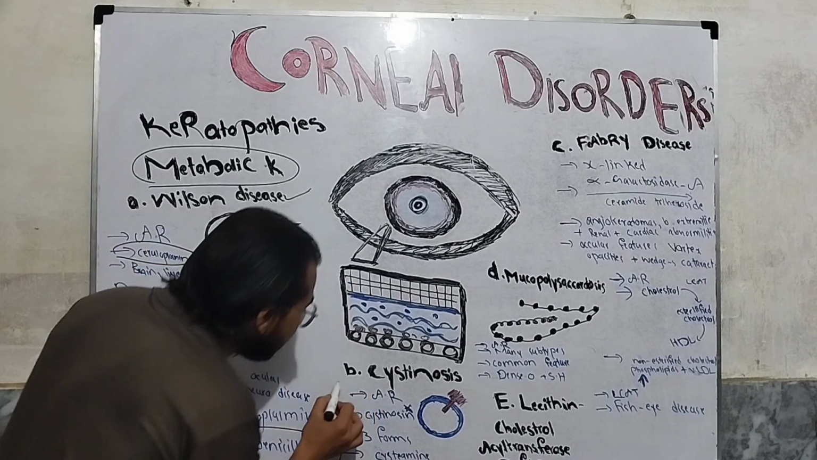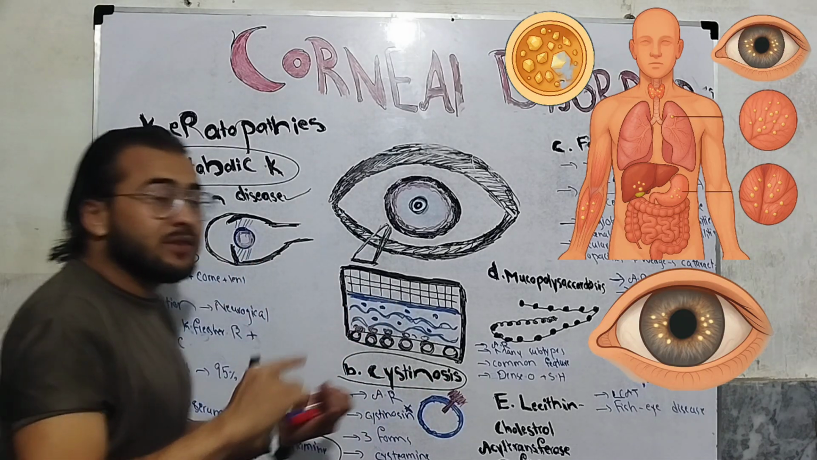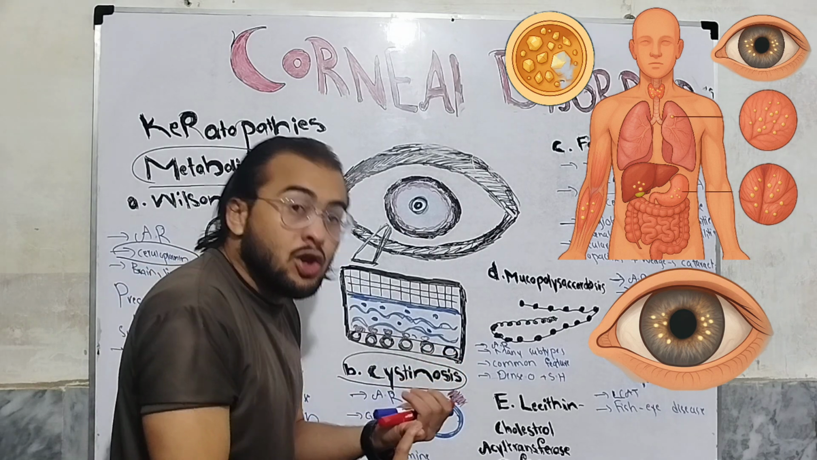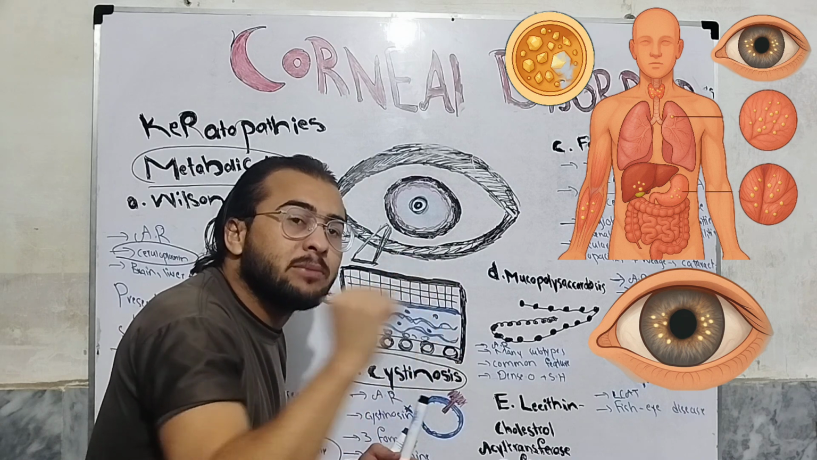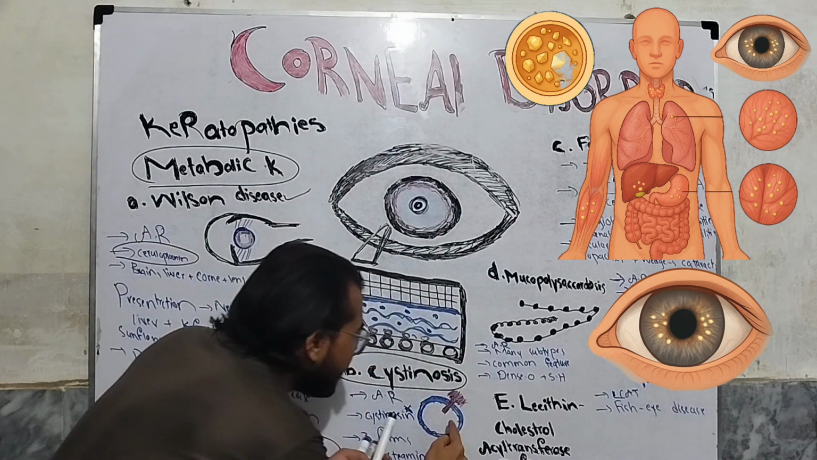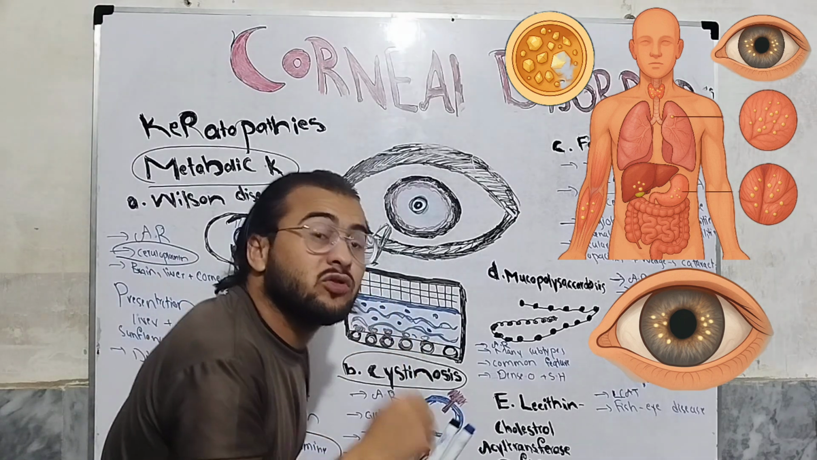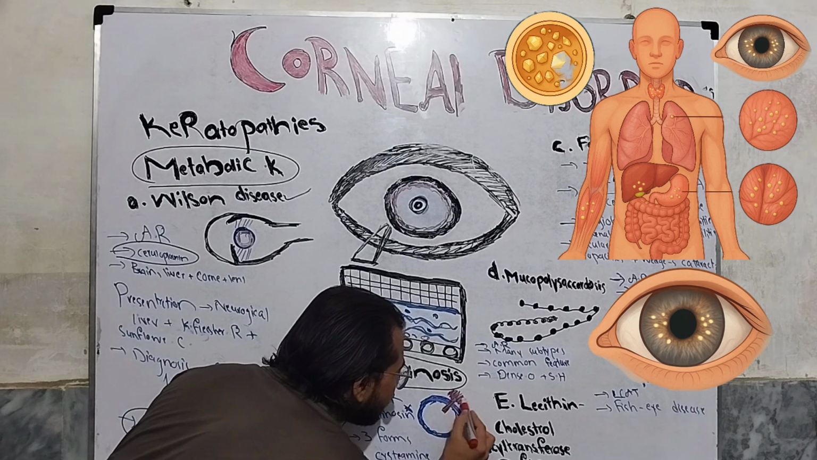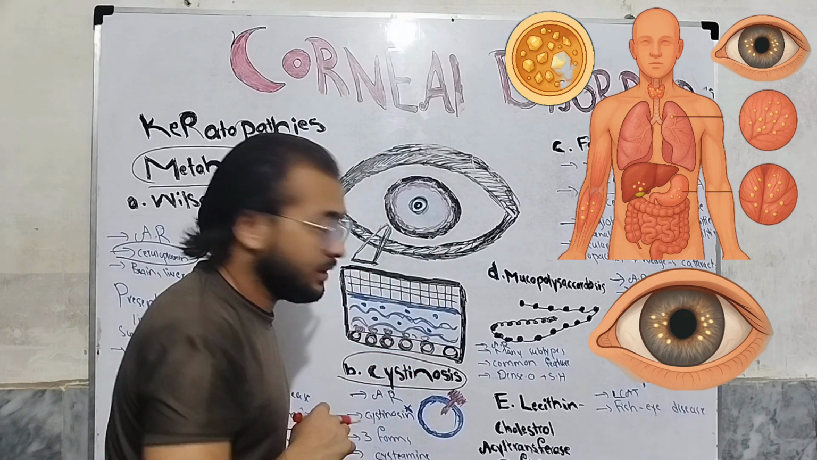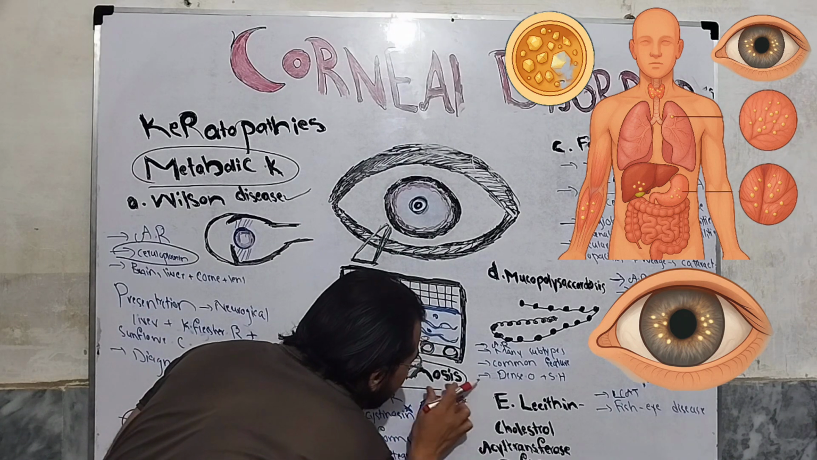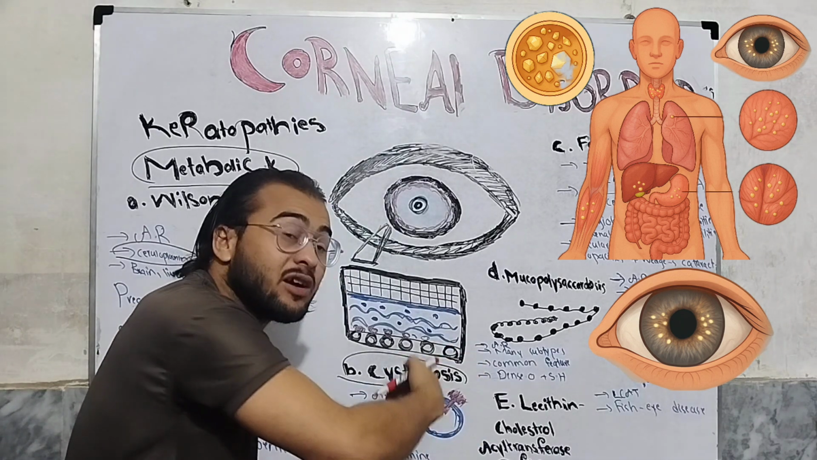Now the second one is cystinosis. Cystinosis is also like Wilson disease. It is an autosomal recessive disorder which is due to a problem in a transmembrane protein. If this is the cell, there is a protein called cystinosin, which is present across the cell, which is called a transmembrane protein. The role of this protein, cystinosin, is mainly transporting the amino acid cystine across the cell.